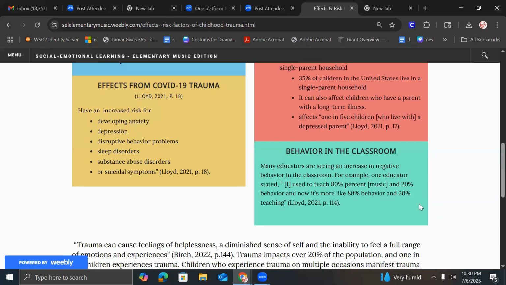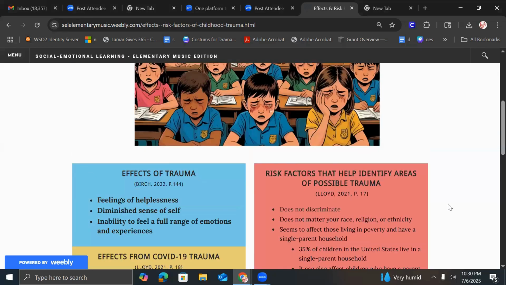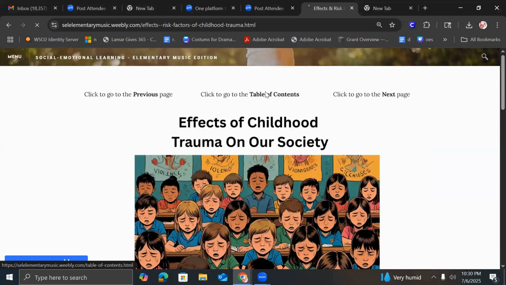Now, in the music classroom, this quote says, "I used to teach 80% music and 20% behavior, but now it's more like 80% behavior and 20% teaching." I'm not sure if you can relate to that, but I know I sure can.